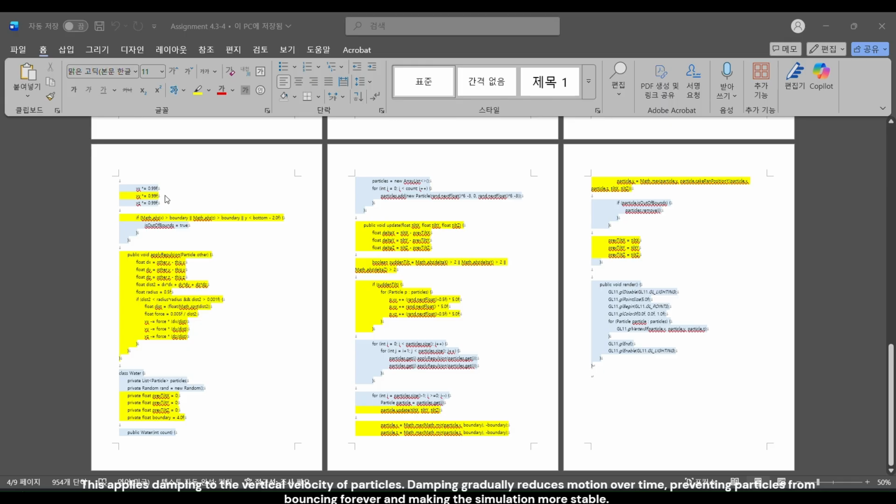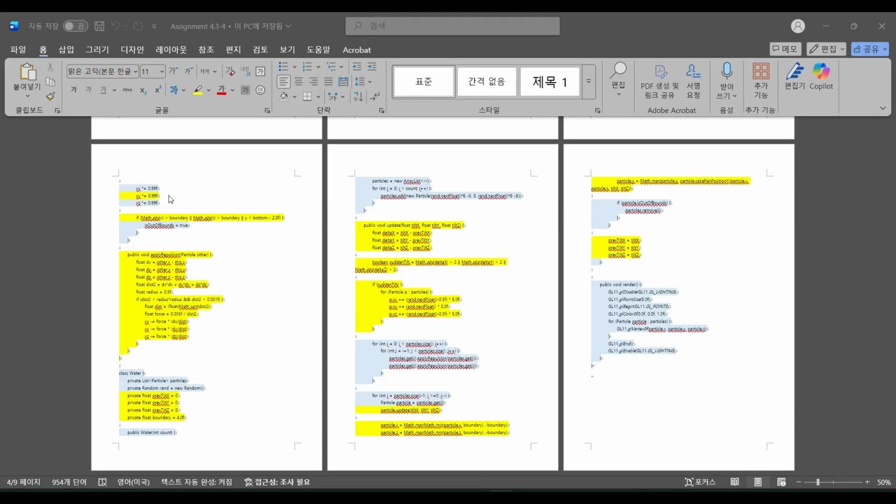This applies damping to the vertical velocity of particles. Damping gradually reduces motion over time, preventing particles from bouncing forever and making the simulation more stable. This condition checks if a particle has moved outside the valid simulation region. If a particle goes far outside the pan or below the allowed depth, it is flagged for removal to keep the simulation stable.